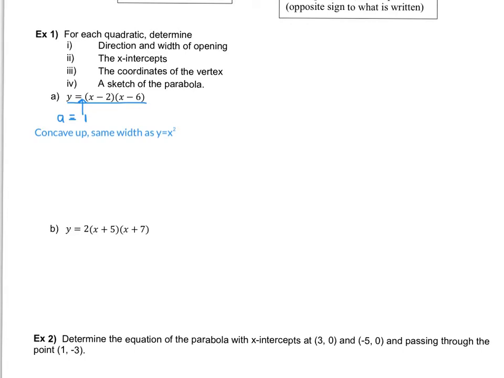Okay, next we're going to look for those x-intercepts. They're the things that are being subtracted from the x. So x take away a positive 2, and x take away a positive 6. So our zeros are going to be 2, 0 and 6, 0. Zeros are x-intercepts.